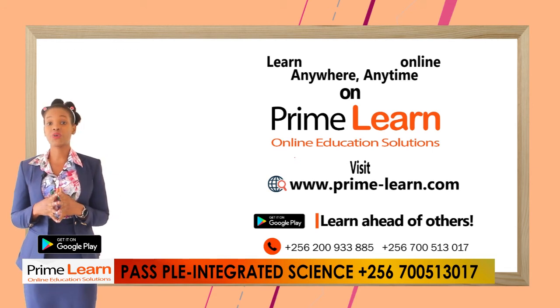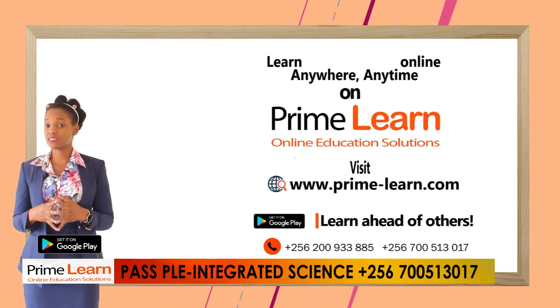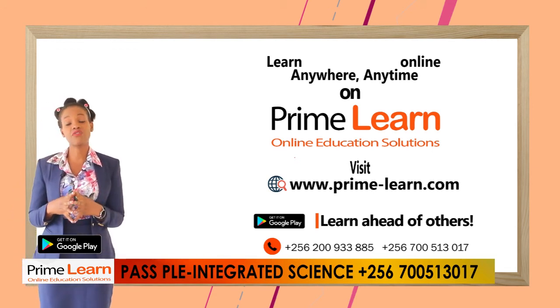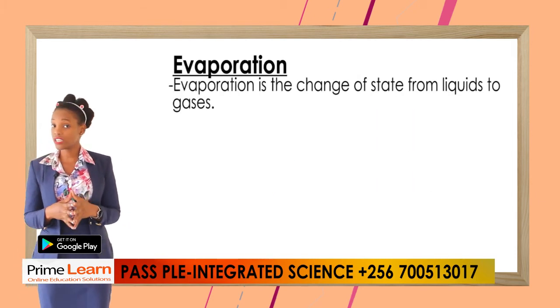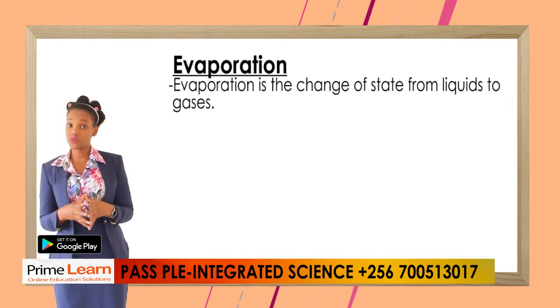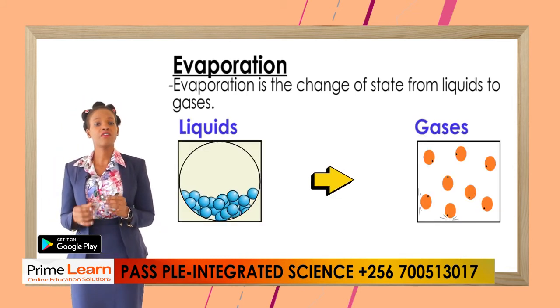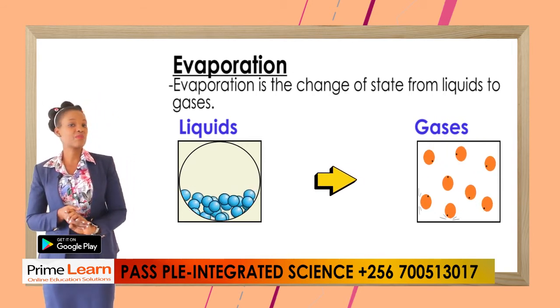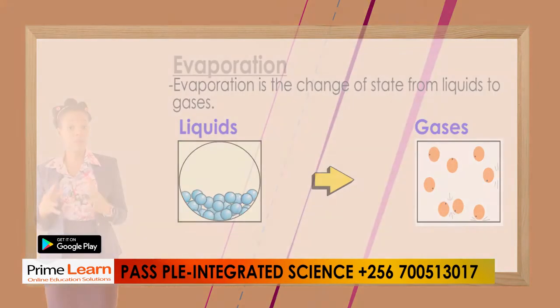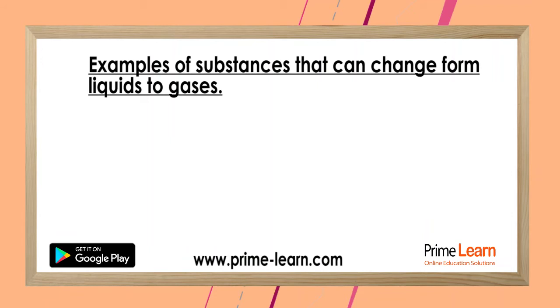Let's go straight away to another process by which states of matter change from one state to another, and this is evaporation. Evaporation is the change of state from liquids to gases. Wow, this is very interesting, my dear friend. We have some substances which are in liquid state, but they can change from liquids to gases, as we are going to see, and it is going to be very interesting.